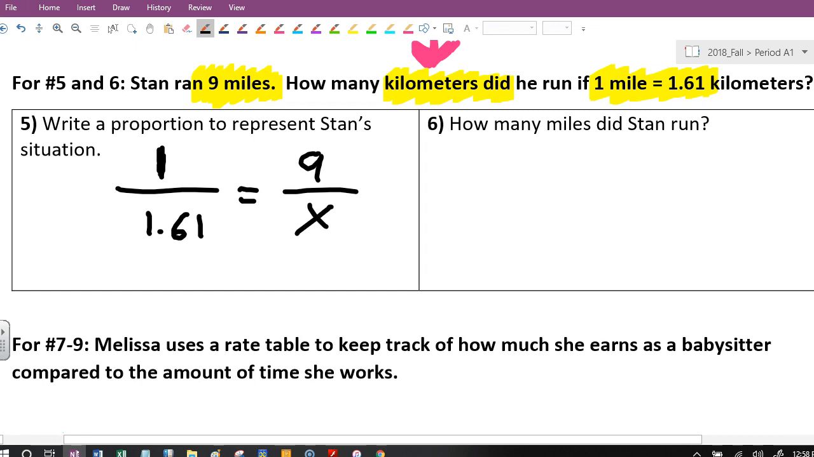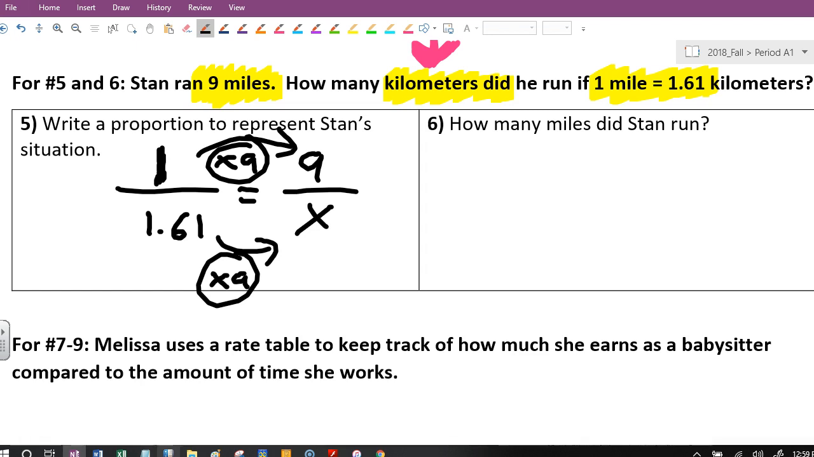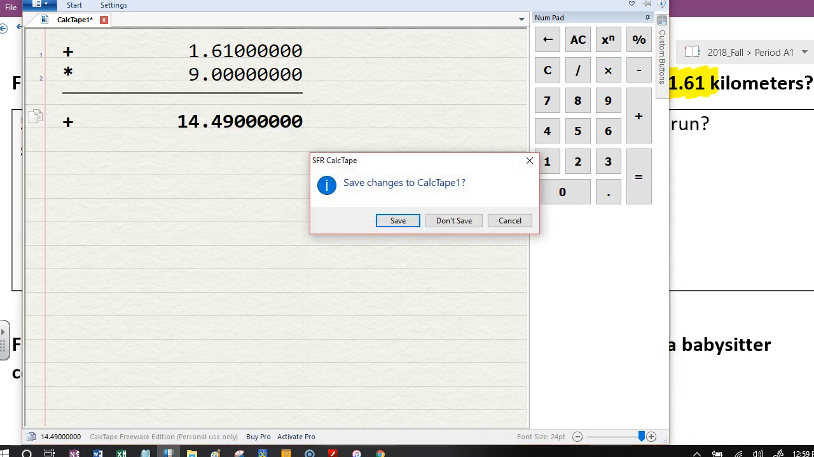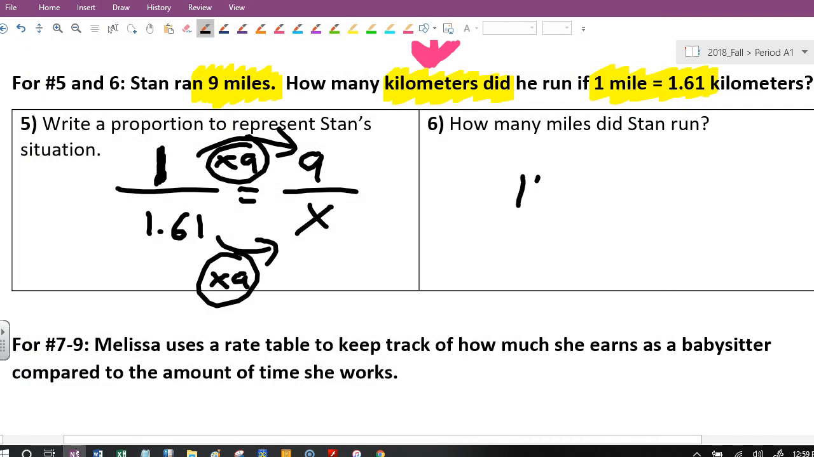Okay, how do we solve this? So 1 times 9 equals 9. So this is going times 9. And on the bottom, we have to do the same thing. So, we go times 9. 1.61 times 9. Let me get my handy dandy calculator. 1.61 times 9 is 14.49. We need to label it. Kilometers per hour.